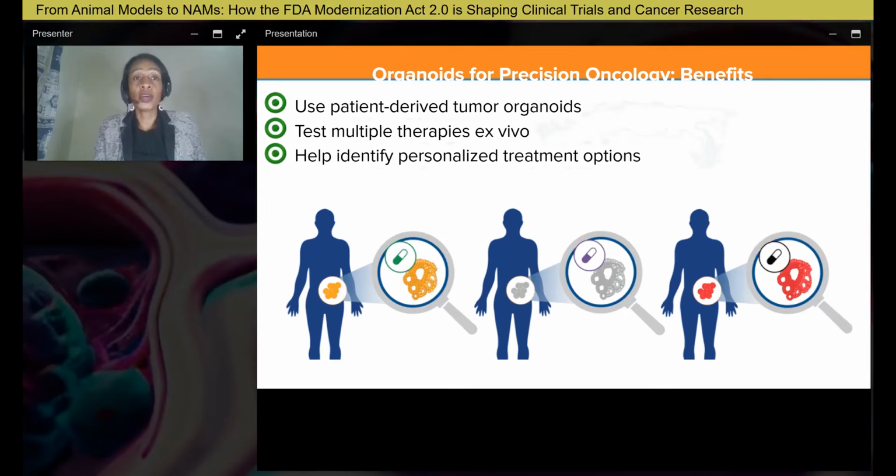The second example, we look at organoids for precision oncology. Here we have organoids where the cells are derived from the patient's tumor. And with this model, researchers can test multiple therapies outside the patient's body, that is ex vivo. And because the cells are derived from the patient's body, researchers are able to create treatments that are suitable and specific for this individual patient, making this a very great tool for creating personalized treatment options and supporting precision oncology.